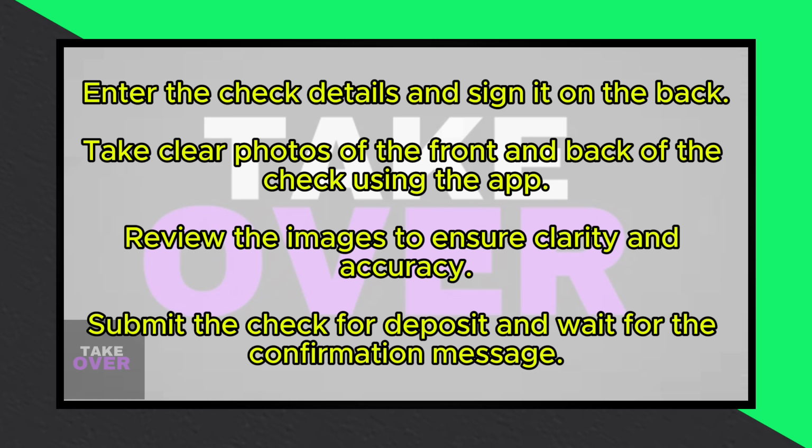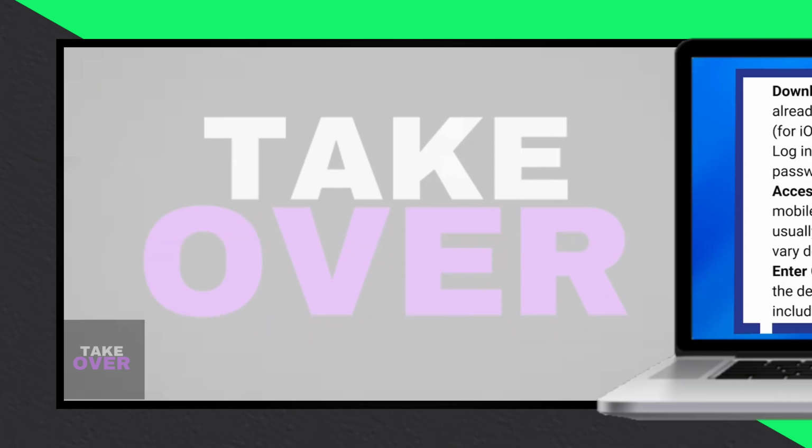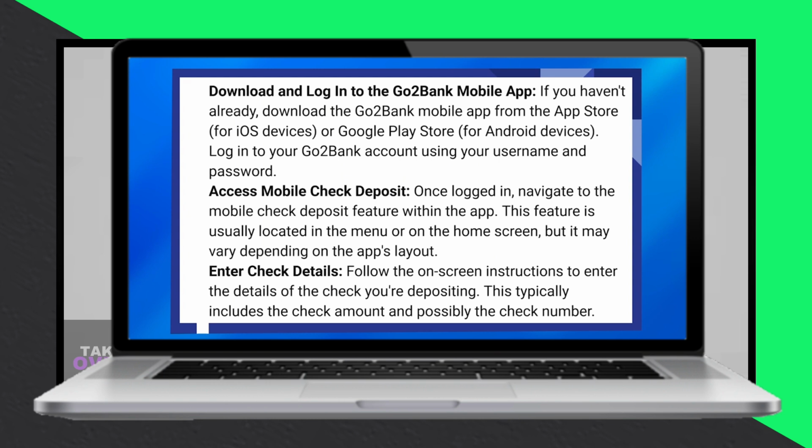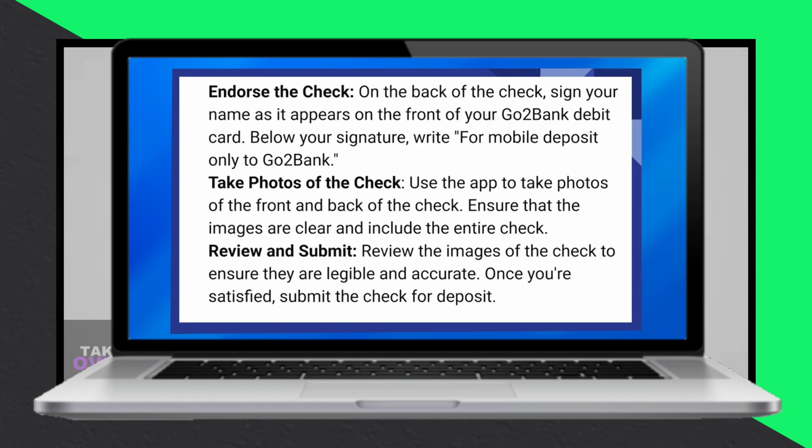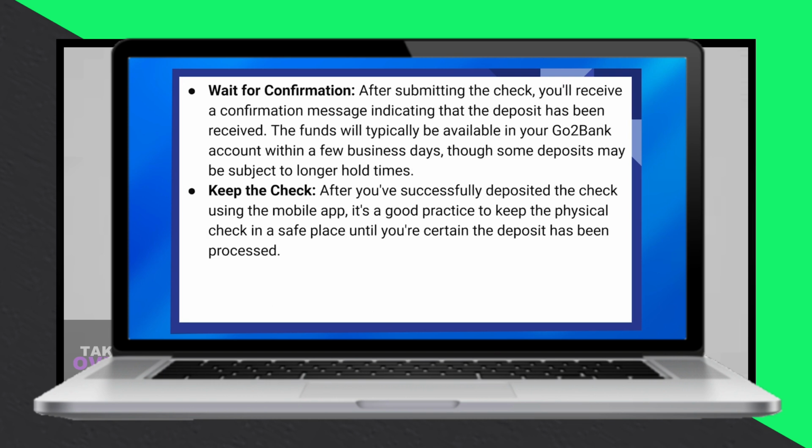After submission, you'll receive a confirmation message indicating that the deposit has been received. The funds will typically be available in your GO2BANK account within a few business days, although some deposits may have longer hold times. After successfully depositing the check using the mobile app, it's advisable to keep the physical check in a safe place until you're certain the deposit has been processed.